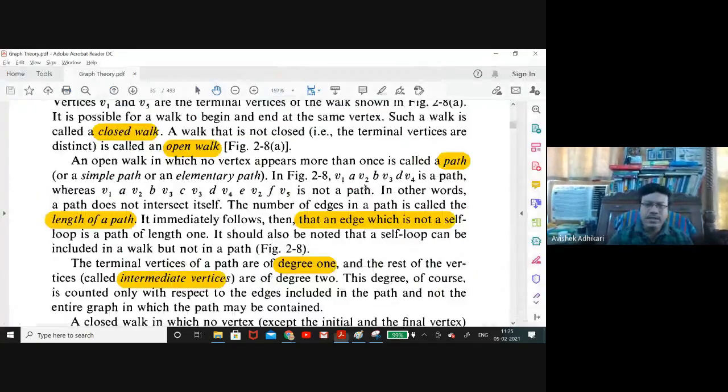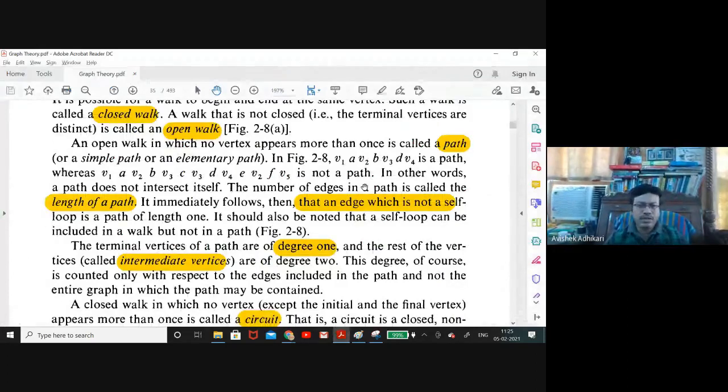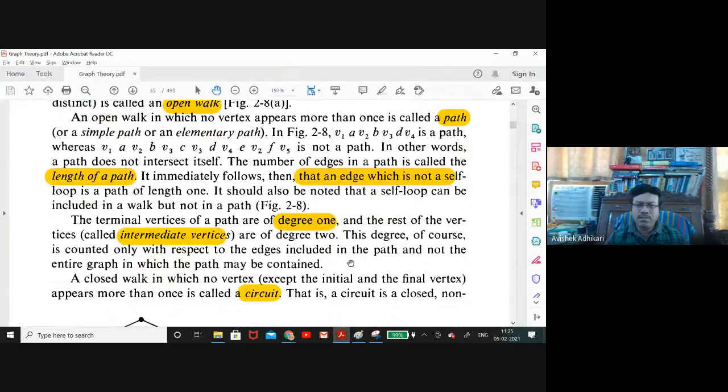So this degree is counted only with respect to the edges included in the path and not the entire graph in which the path may be contained, as I mentioned.